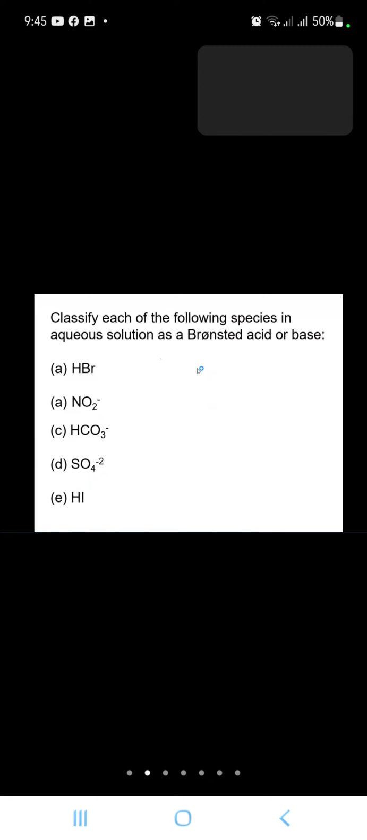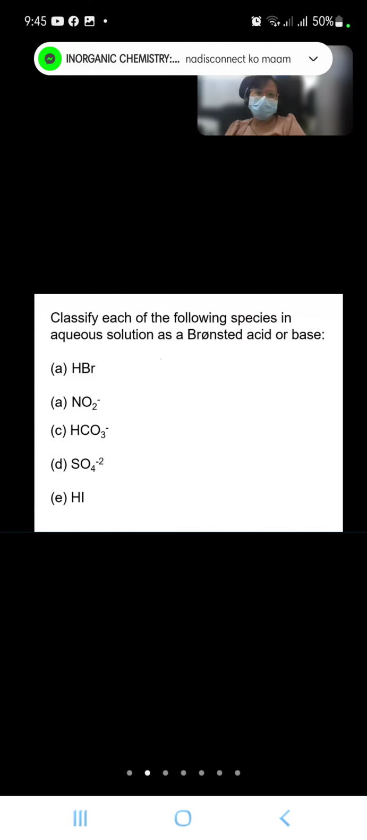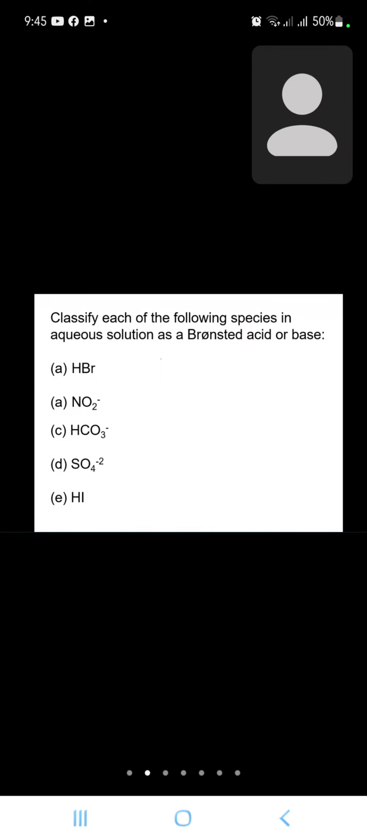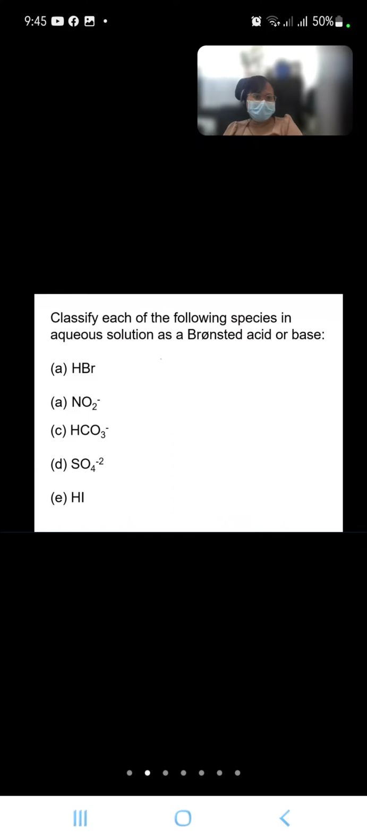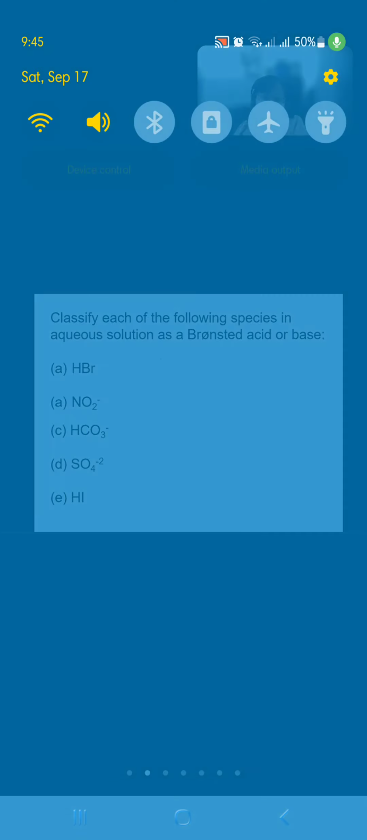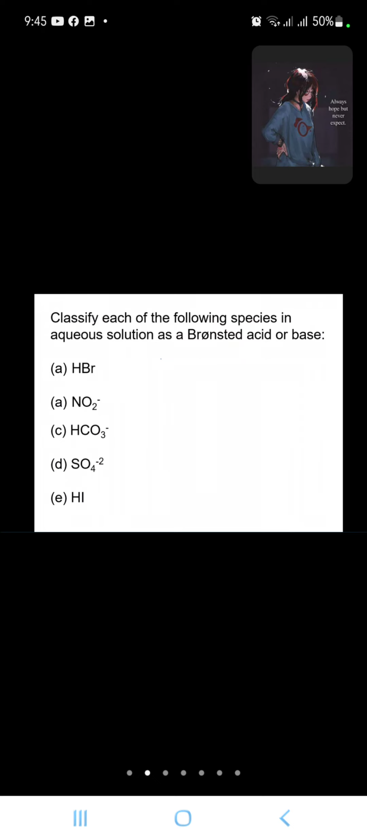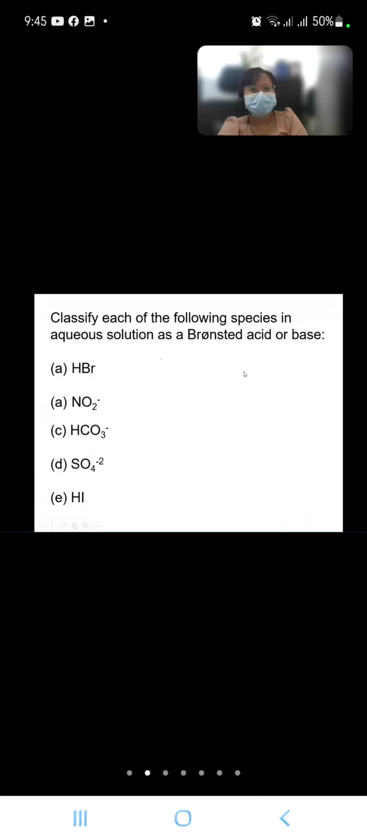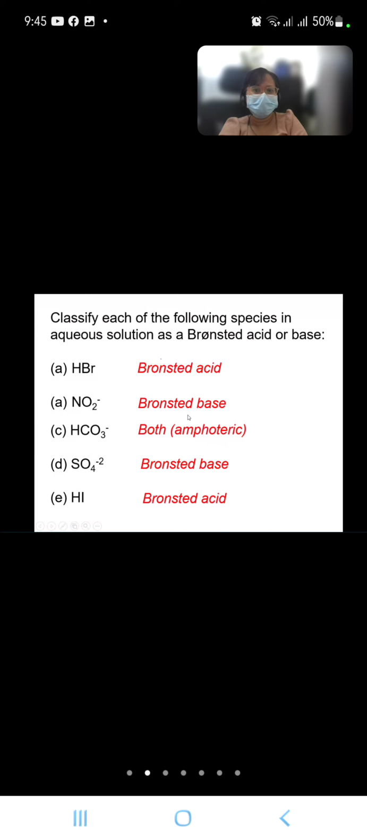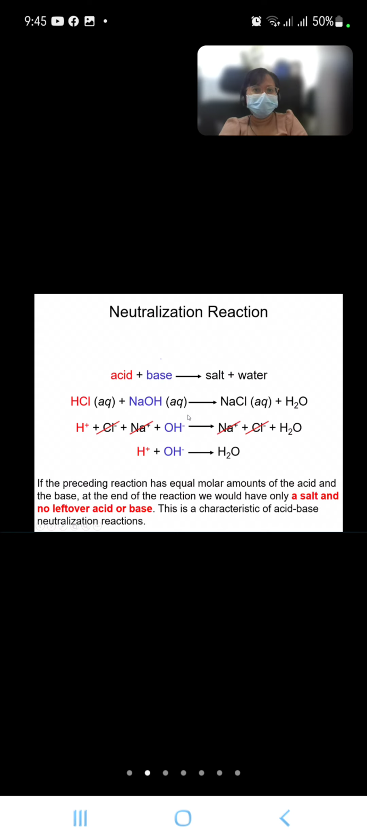Okay, how about letter C? Both, ma'am, Bronsted acid and base. Okay, or amphoteric, no? Letter D, Bronsted base. Bronsted base. Okay, letter E is Bronsted acid. Correct. Sige. Okay, now let's go to neutralization reaction.